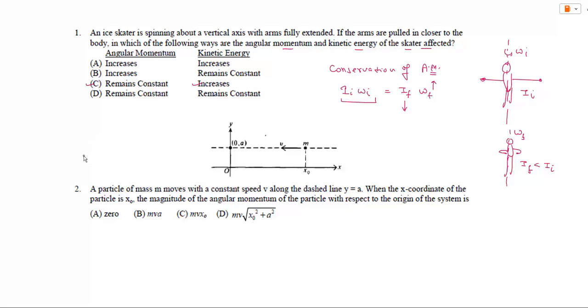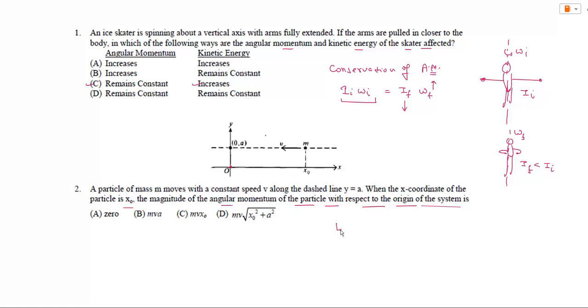Now look at this question number 2. A particle of mass m moves with a constant speed v along the dashed line y equals a. When the x coordinate of the particle is x naught, the magnitude of the angular momentum of the particle with respect to the origin of the system is. So you have to calculate the angular momentum about that point.